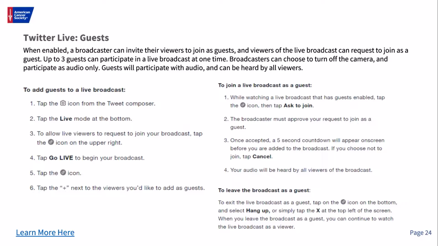On Twitter, you can also have guests on your live. So when enabled, a broadcaster can invite their viewers to join as guests, and viewers of the live broadcast can request to join as a guest as well. Up to 3 guests can participate in a live broadcast at one time. Broadcasters can choose to turn off the camera and participate as audio only. Guests will participate with audio and can be heard by all viewers. So again, these detailed instructions are also included in the guide on Brand Toolkit, as well as a link to learn more about enabling guests to join a live Twitter broadcast.